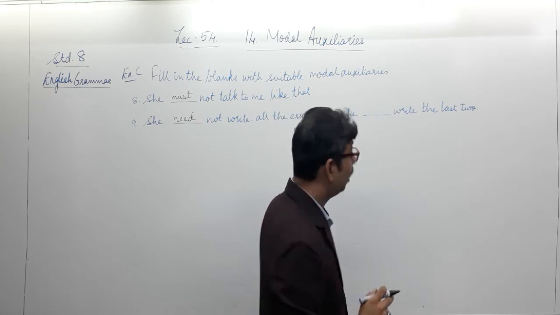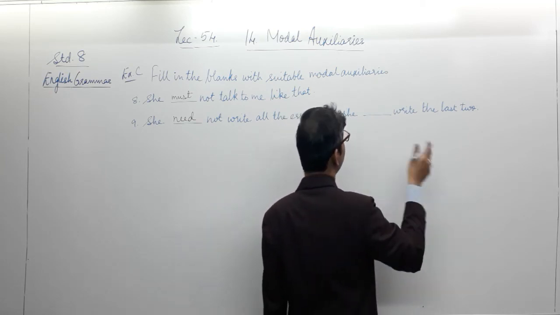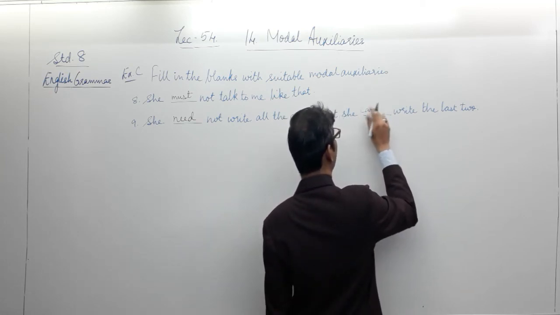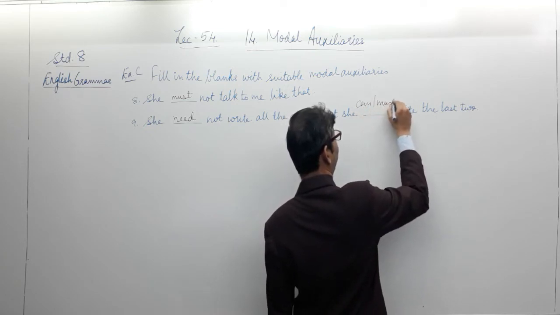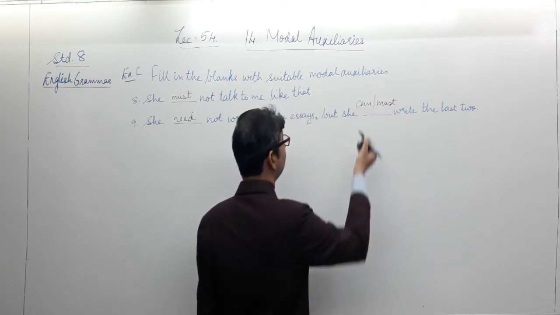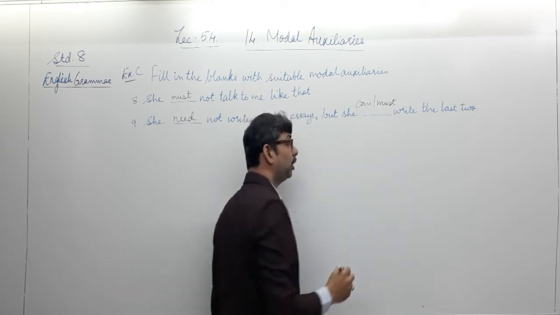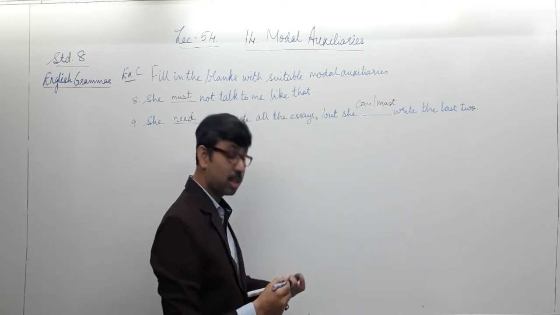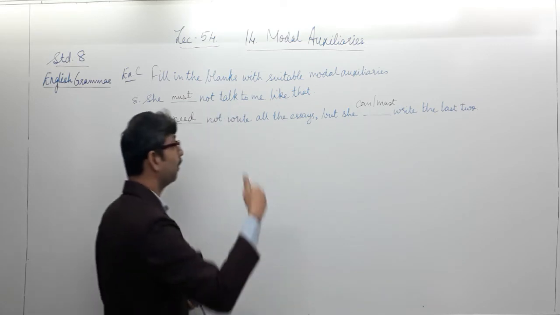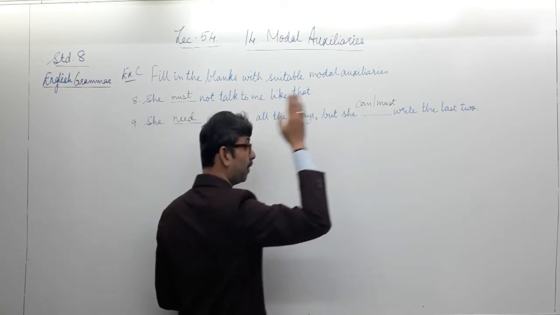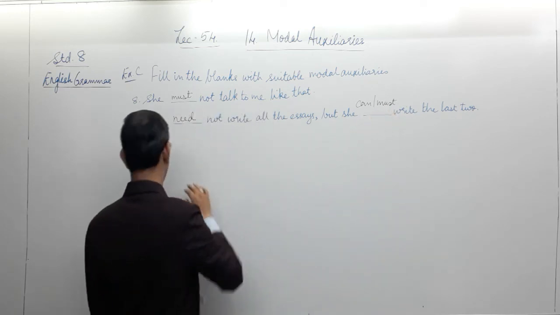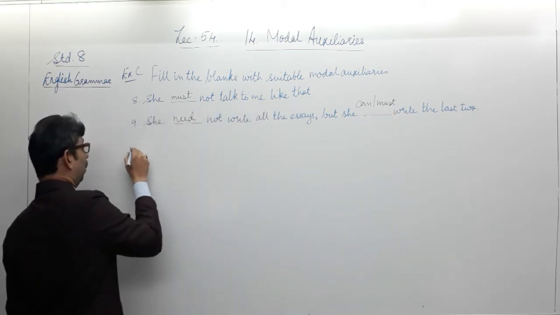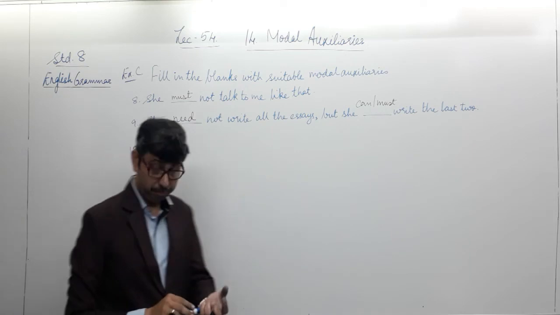So she can write the last two, or she must write. So we can have two options over here. Alternatively, can and must. She can write only the last two, or she must write. Depends what is being said over here. Well, if you are giving a choice, then it's can. If you are giving a compulsion and only last two are to be written, then must. So in this manner, we have finished the line 1.